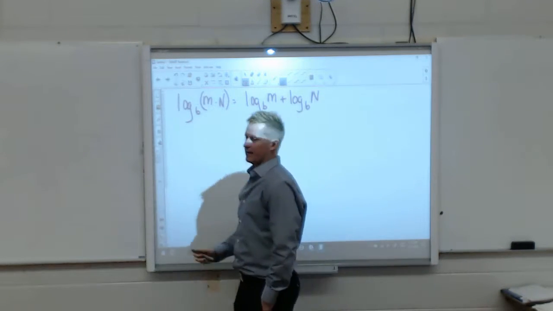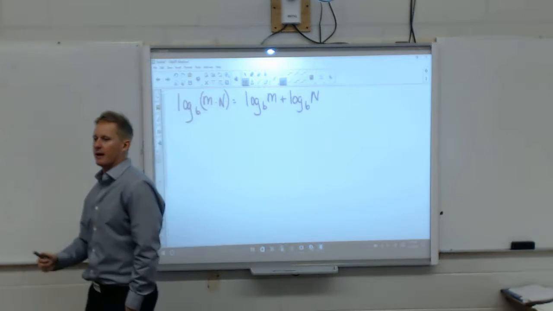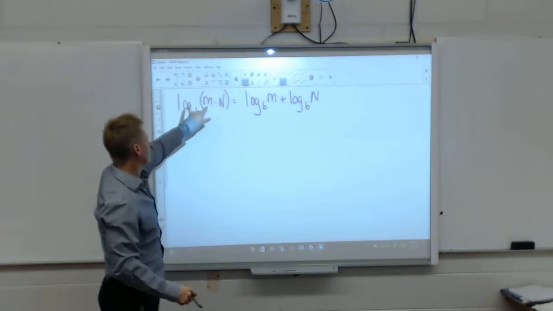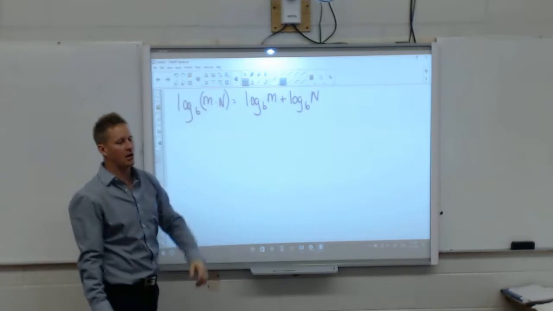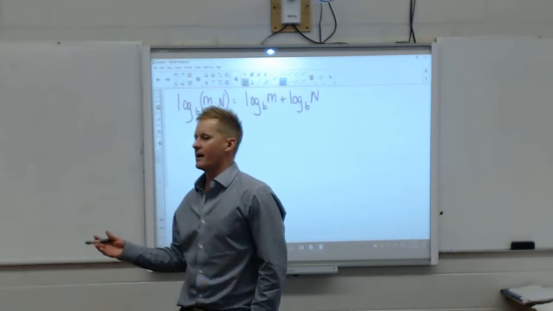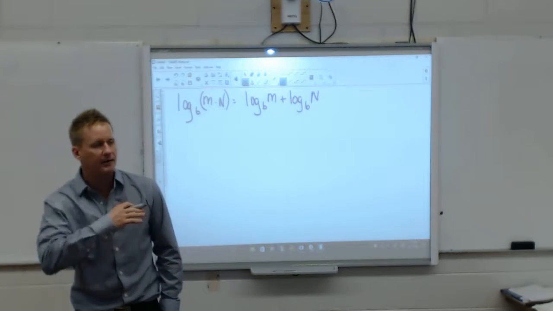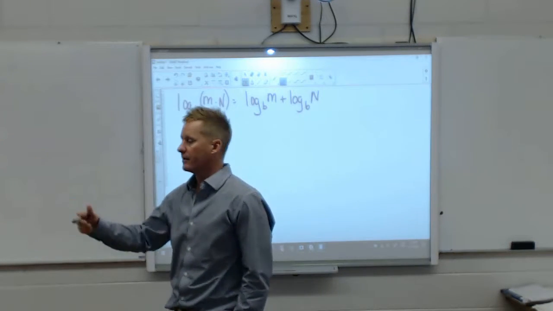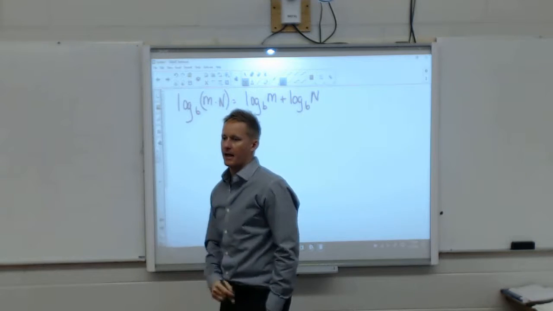Again, that is not a multiplication. That is a function. This does something. The log does something. It's not the log of multiplying. It's very similar to trig. In trig, when we have the sine of alpha plus beta, we do not multiply the sine through there. It's not the sine of alpha plus the sine of beta. This is the log of m times n.